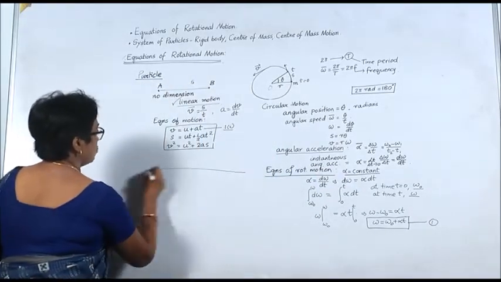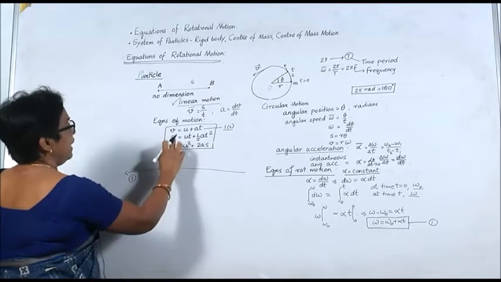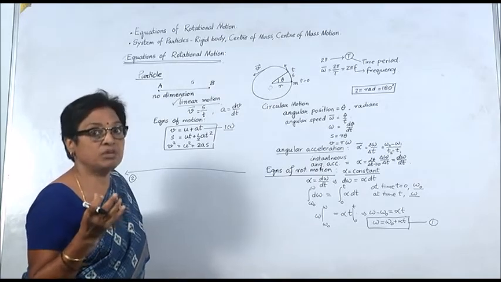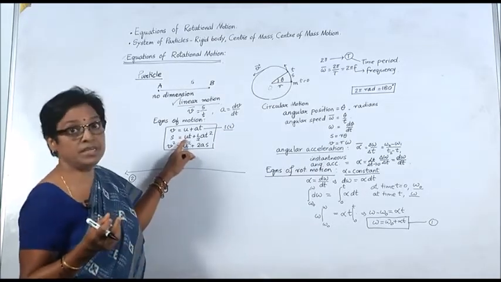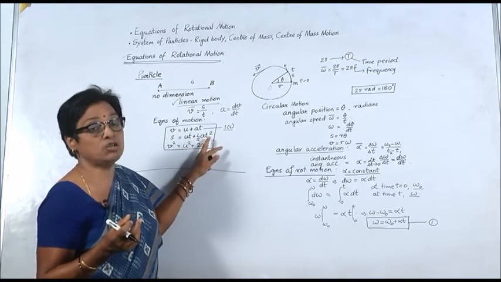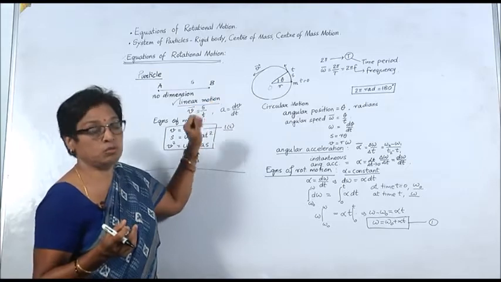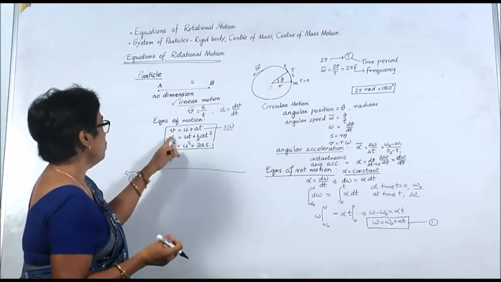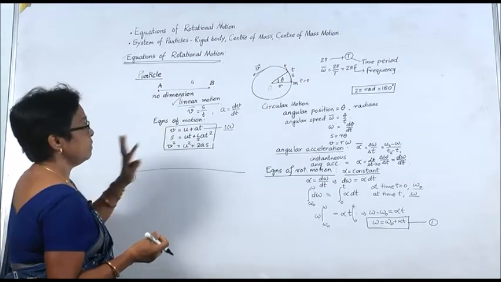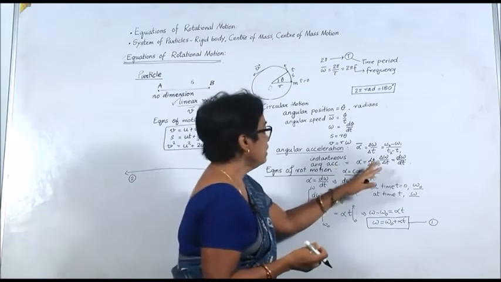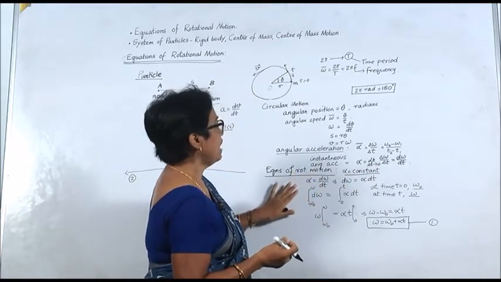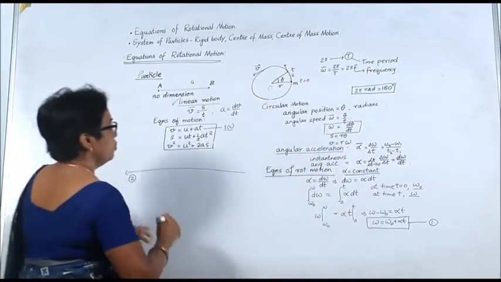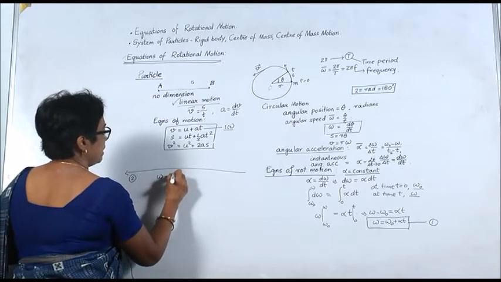If I come to the second equation, s equals ut plus half at square, that means how much distance is covered by the body if it starts with a linear speed u in time t, if it has a constant acceleration a in the case of linear motion. Similarly, in this case, I will use the formula for s, ds by dt. Here I have already used d omega by dt is alpha. Now, I will use this equation, omega equals d theta by dt.